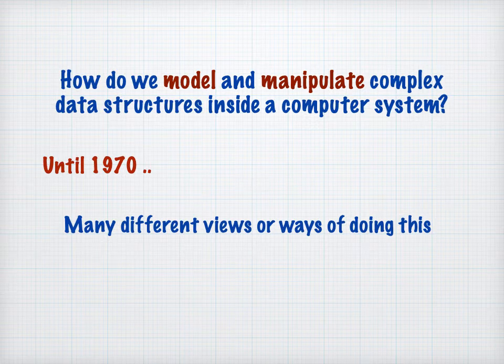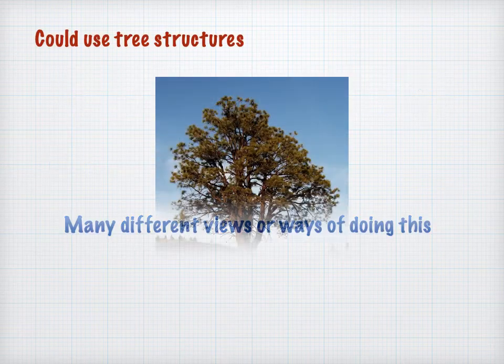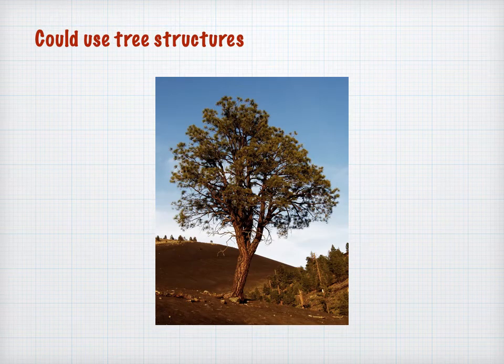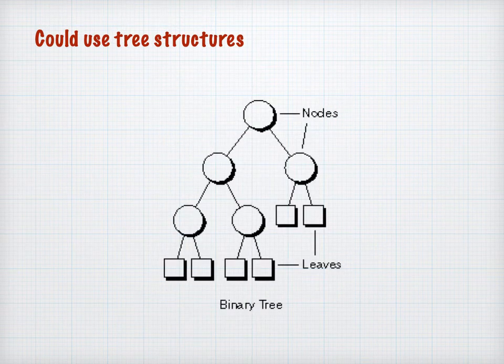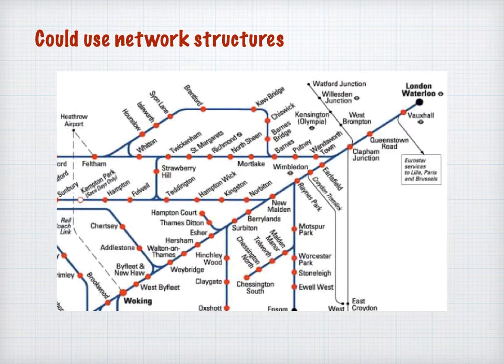And until the 1970s, there were lots of different ways of doing this, and the way that you would store data very much depended upon the combination of hardware and software that you actually had. And there were some typical models that were in use. It could have been a kind of tree structure, which would have looked something like this. You'd have had bits of data loosely connected to other bits of data in a kind of upside down tree structure. Or it could have been far more free and loose, like in a network structure.